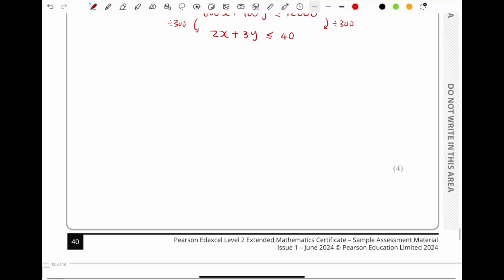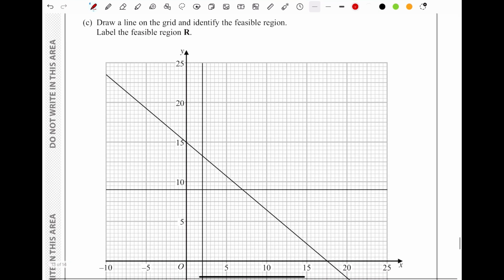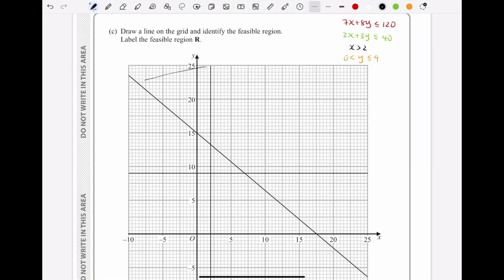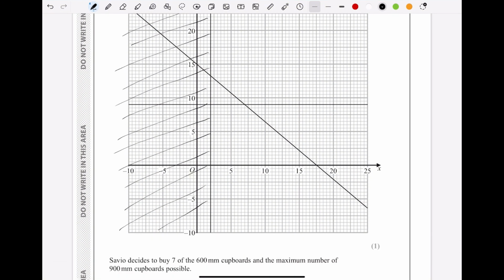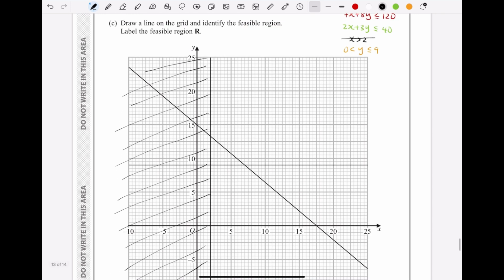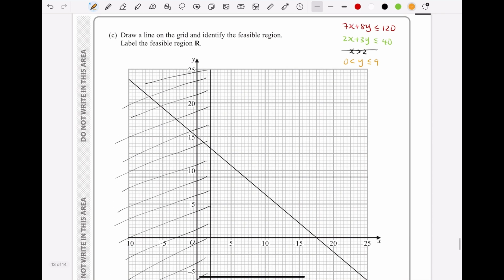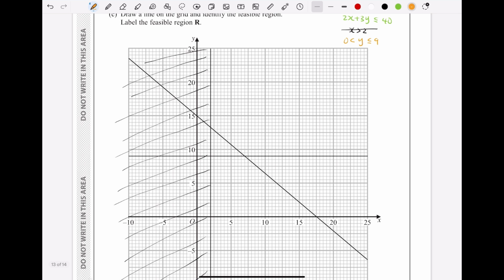What we need to do now is to draw a line on the grid to identify the feasible region. So from the question, we know that we have 4 constraints in total. First, let's look at x equals 2. It's given in the question. We need to shade away the parts we don't want because we want it to be greater than 2. Now we need to look at the y. Y is between 0 and 9. Therefore, we can shade away the region we don't want.